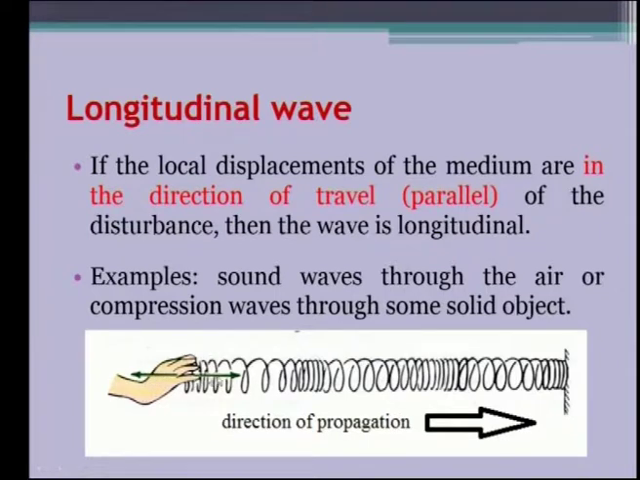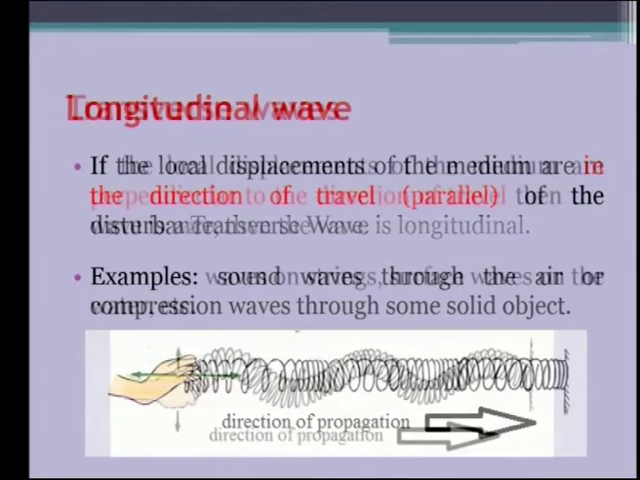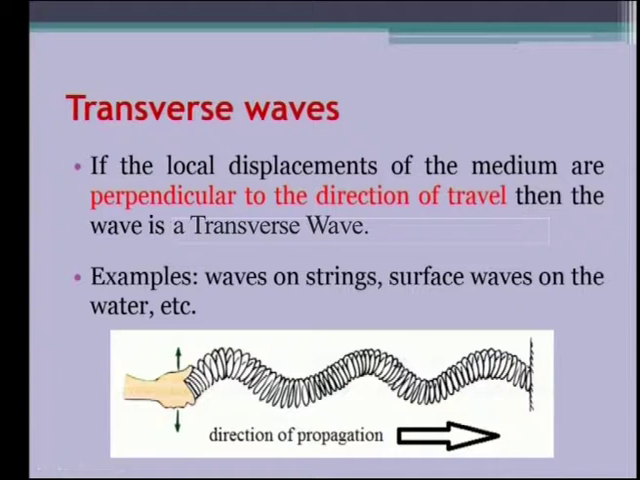It is also happening in the x direction, maybe x and minus x, it is not the y and z, it is only x and minus x. In that direction the vibration is happening, the wave is also propagating in the same direction. In that case, the wave is said to be the longitudinal wave. And what is the other one? It is called the transverse wave.